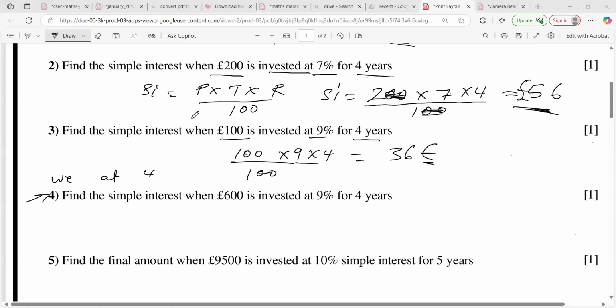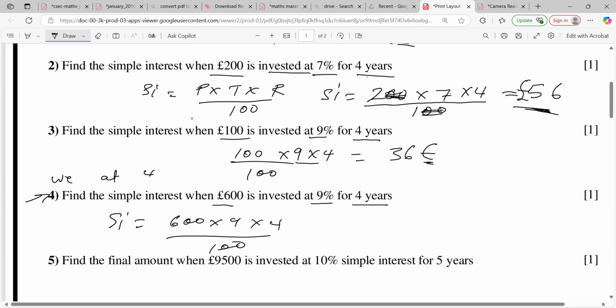All right, so we're at number 4, and it says find the simple interest when £600 at 9% for 4 years, right? So simple interest is equal to 600 times 9 times 4. We know the formula by now.